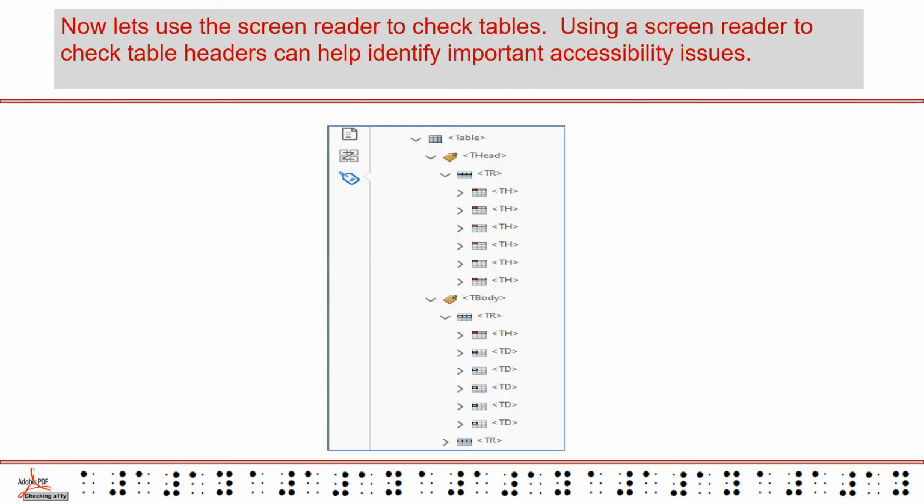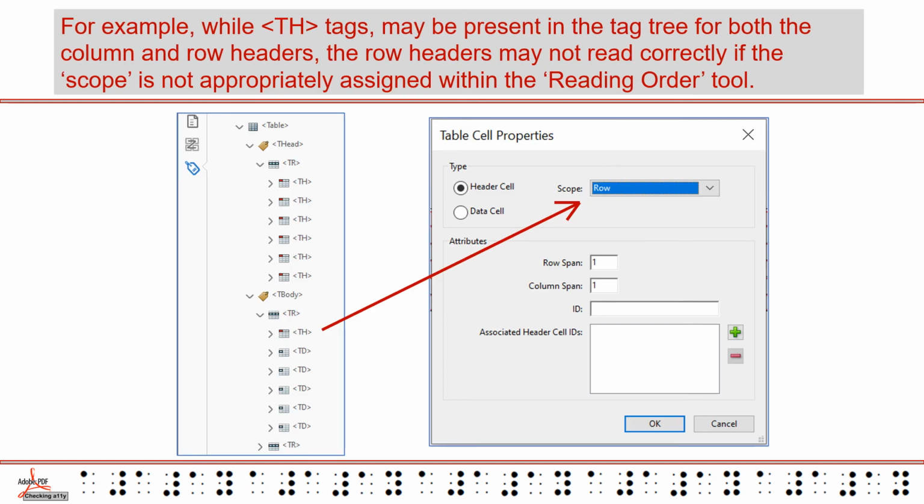Now let's use the screen reader to check tables. Using a screen reader to check table headers can help identify important accessibility issues. For example, while TH tags may be present in the tag tree for both the column and row headers, the row headers may not read correctly if the scope is not appropriately assigned within the reading order tool.